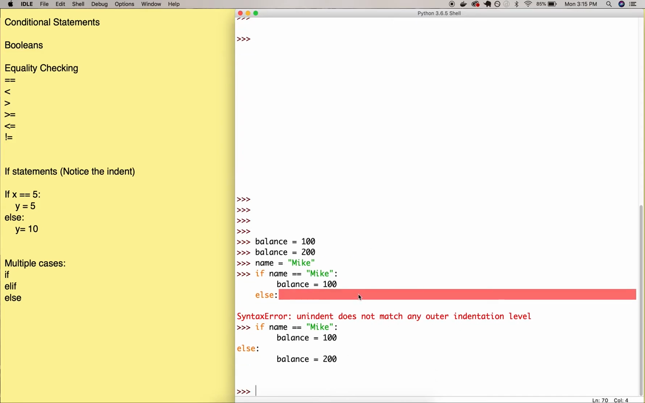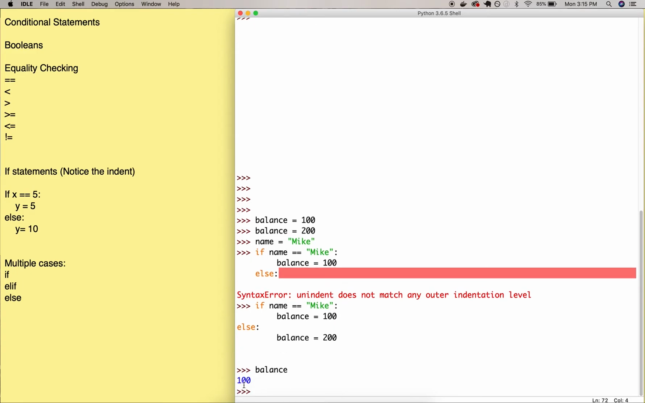Okay. All right, so let's see what balance is equal to. 100, which is absolutely correct. Let me mention what I just did. I used an if statement, and what this is checking is: if name is equal to Mike, which we said over here, which it is, then my balance is going to be 100.